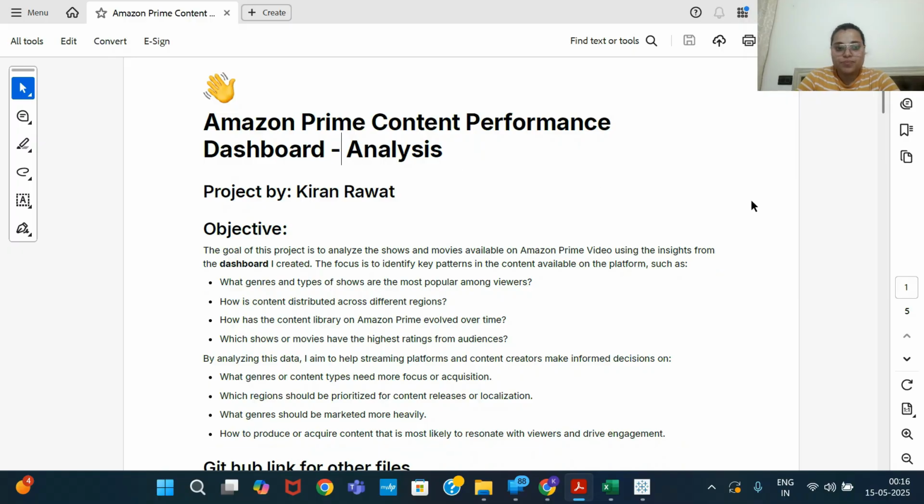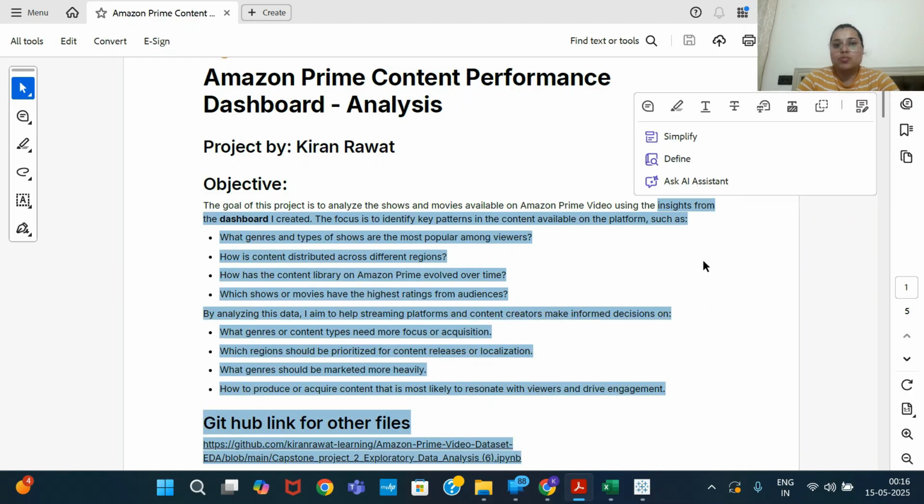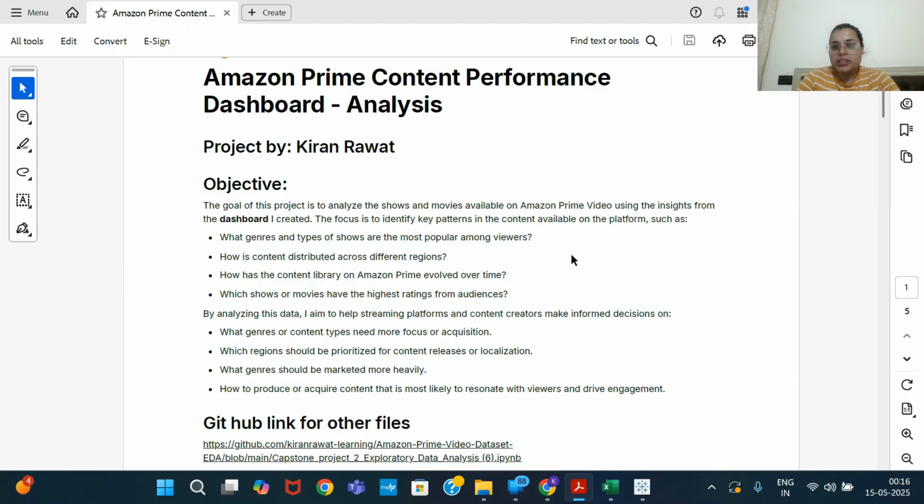What is the objective for this project? The goal of this project is to analyze the shows and movies available on Amazon Prime Video using the insights from the dashboard created, focusing on identifying key patterns in the content available on the platform, like what genre and type of shows are the most popular, how is content distributed across different regions, how has the content library on Amazon Prime evolved over time, what genre or content types need more focus, what genre should be marketed more heavily, and how to produce or acquire content that is most likely to resonate with viewers and drive user engagement.